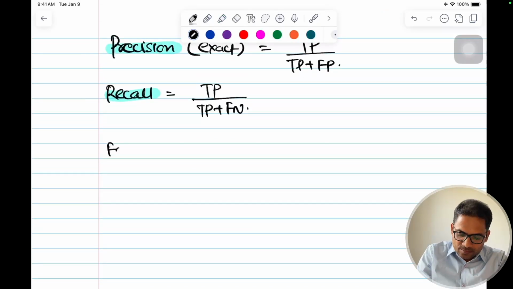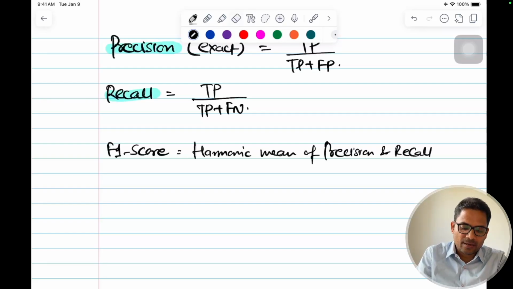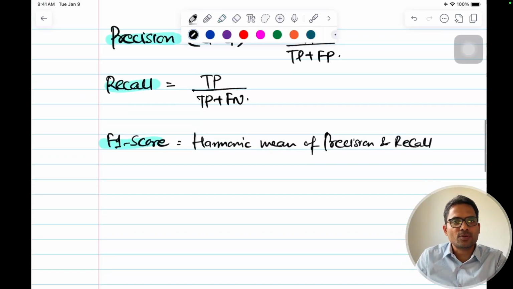That is your F1 score. F1 score is nothing but the harmonic mean. So you have arithmetic mean, right? Similarly, we have the harmonic mean of precision and recall. And there's a reason why we take the harmonic mean. I'll demonstrate that with an example. So this is a harmonic mean.